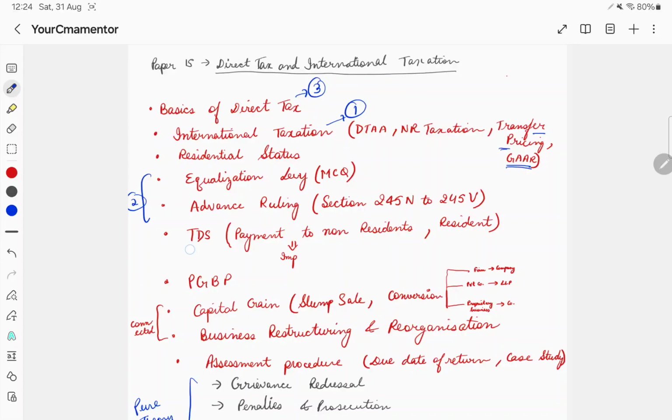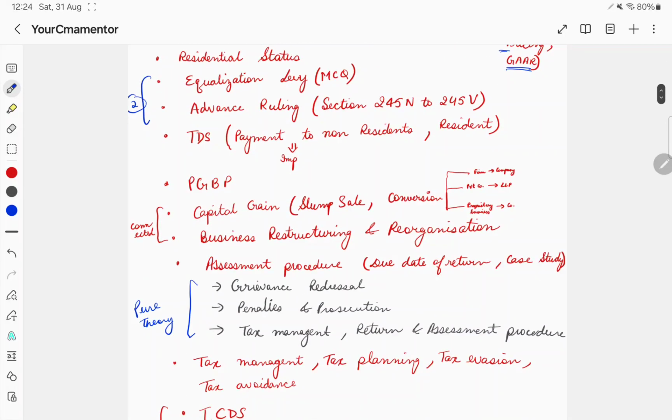Then go with capital gains, and then business restructuring. You will never understand the business restructuring chapter if you are not aware of the capital gains chapter, so go with capital gains first. In that chapter you must go with slump sale, which is the most important and most expected question. Every alternate term this question comes, that is section 50.